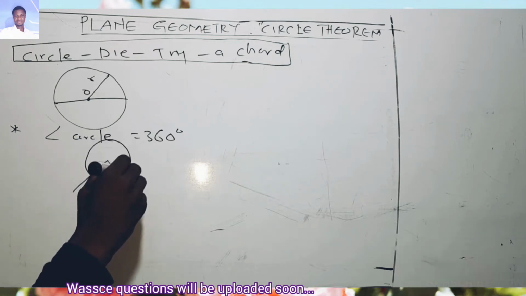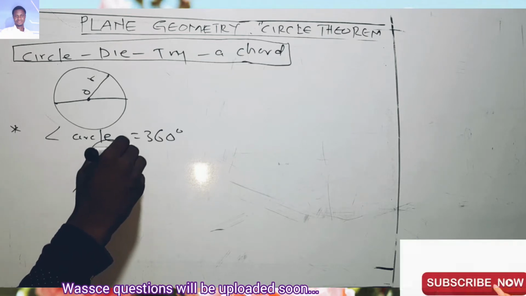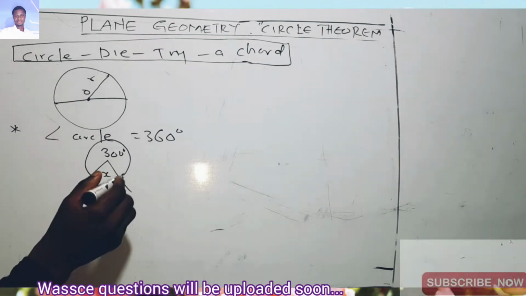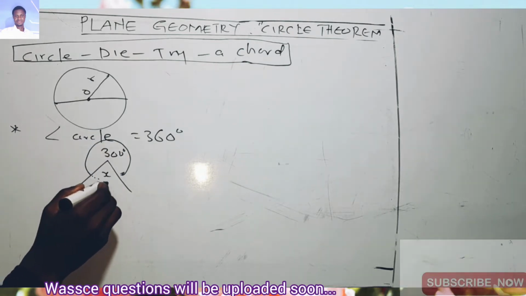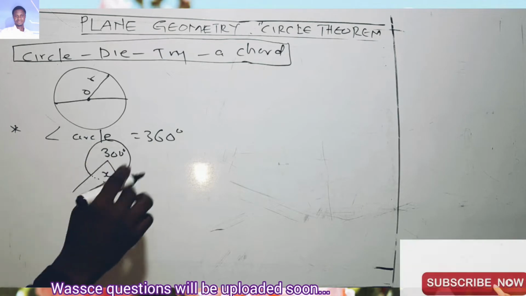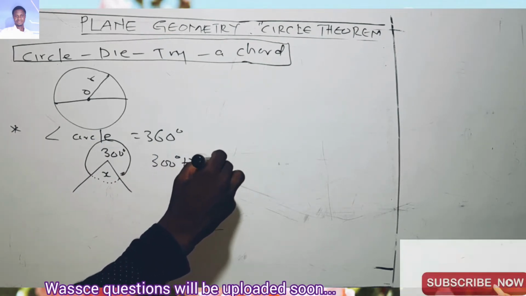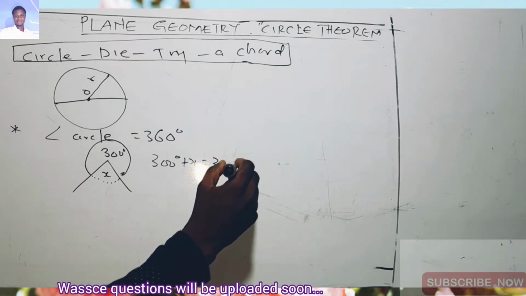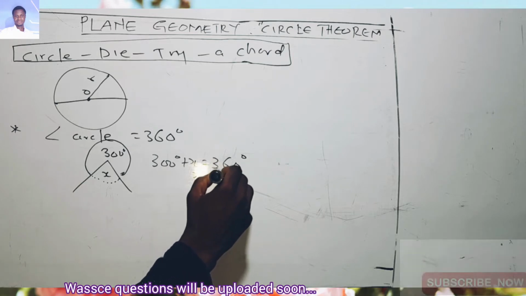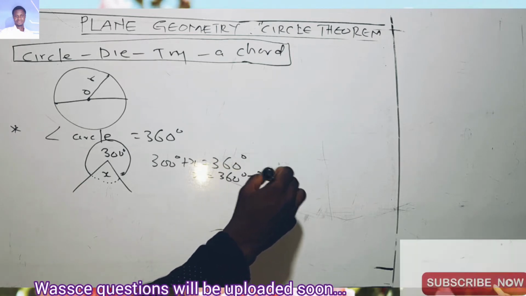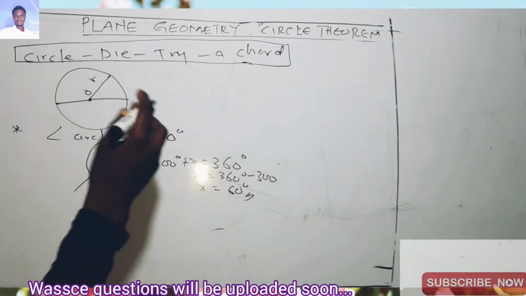Sometimes I give you a figure like this, then I ask you to find x, where this is 300 degrees. How do you find x? The key thing is that the total angle in a circle is 360. So 300 degrees plus x should sum up to 360 degrees. So x is 360 degrees minus 300. So x is equal to 60 degrees. And that's how you do this.